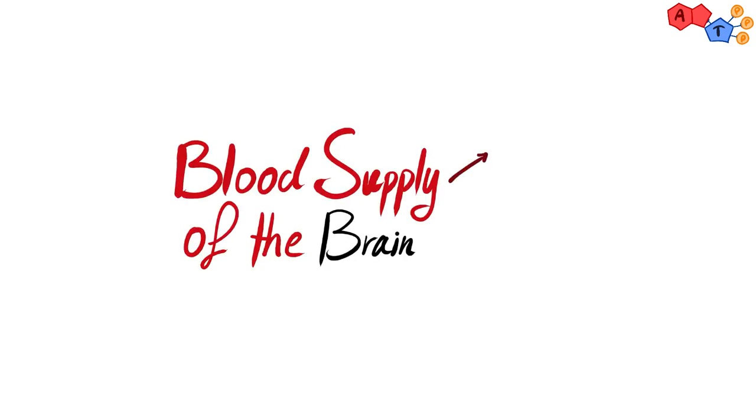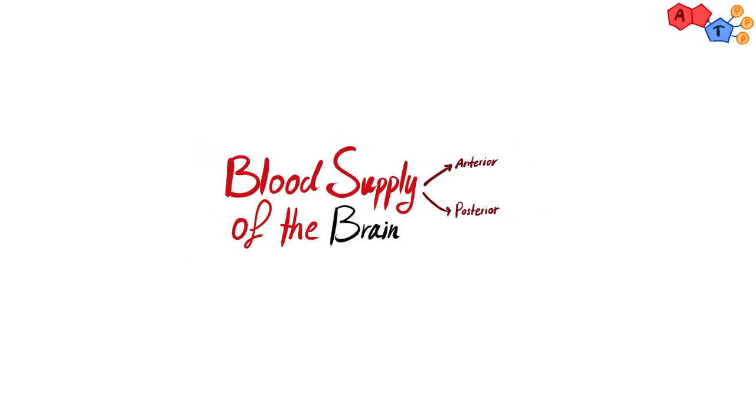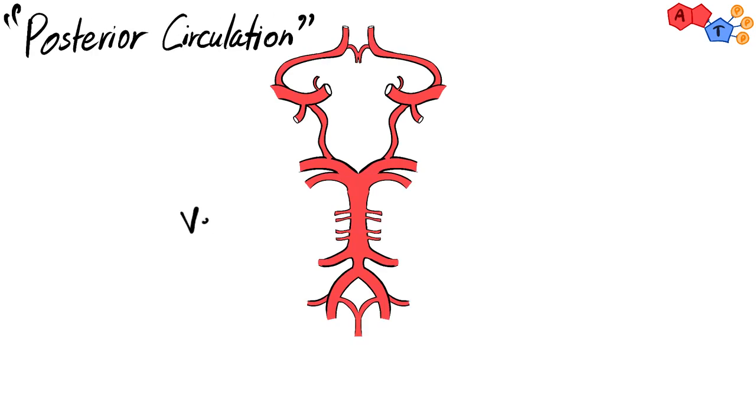In today's video, we'll be going through the blood supply of different parts of the brain. As for the blood supply of the brain, we will start by mentioning the arterial supply. The arterial supply consists mainly of anterior and posterior systems. Let's start with the posterior system, also known as vertebro-basilar system.